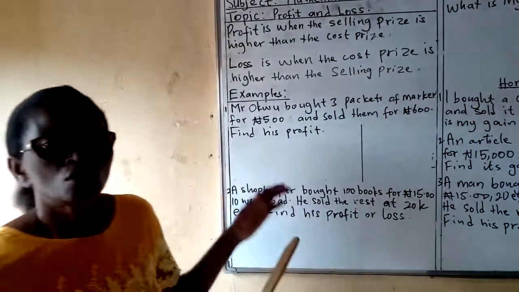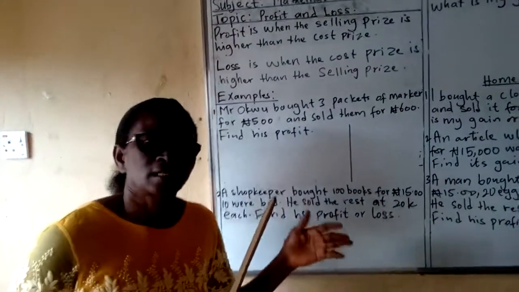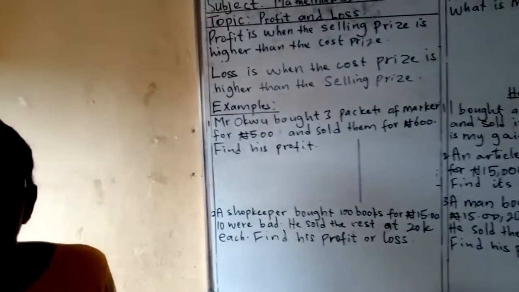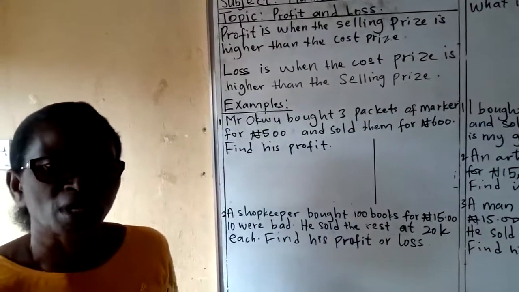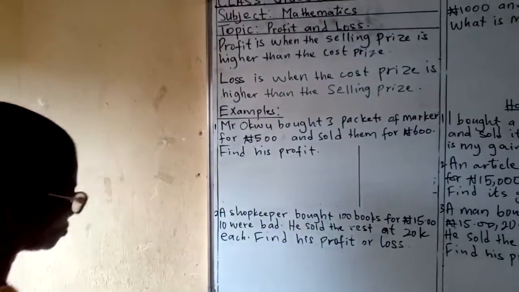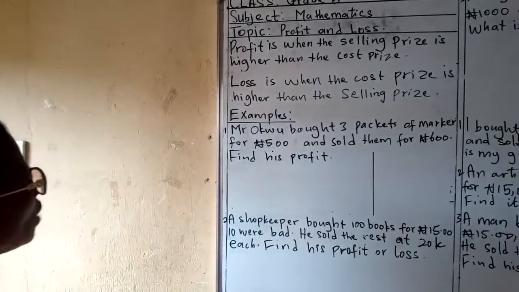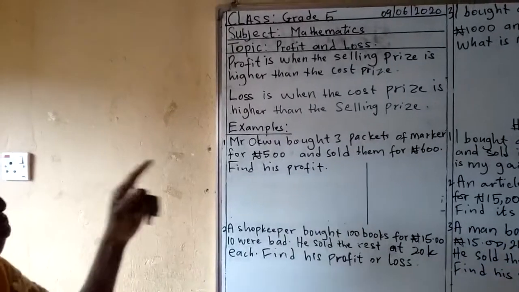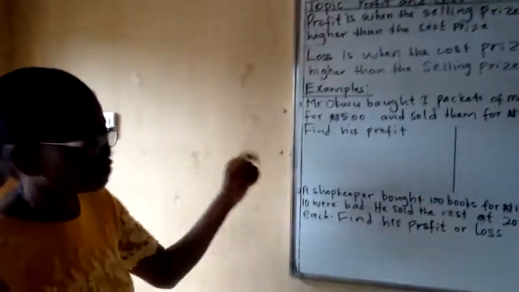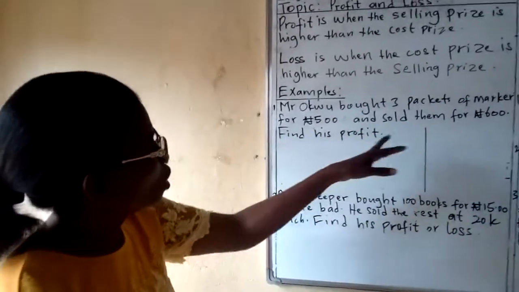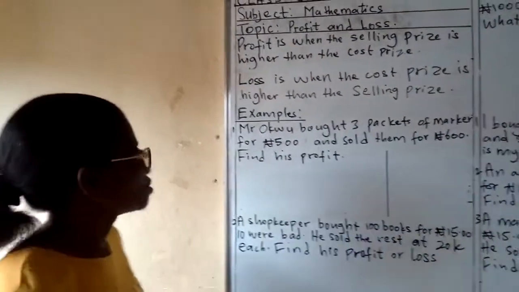Now we are going to work out how to get profit. We have some examples on the board. Let's go. If you look at example 1, it says Mr. Oku bought 3 packets of marker for 500 naira and sold them for 600 naira. Find his profit.